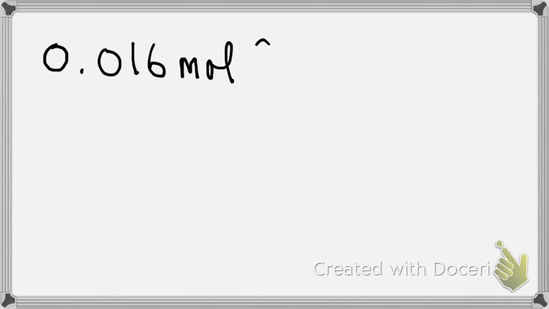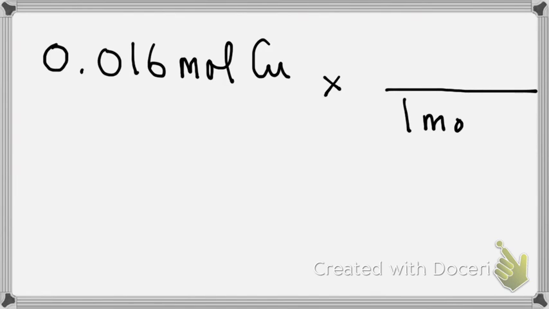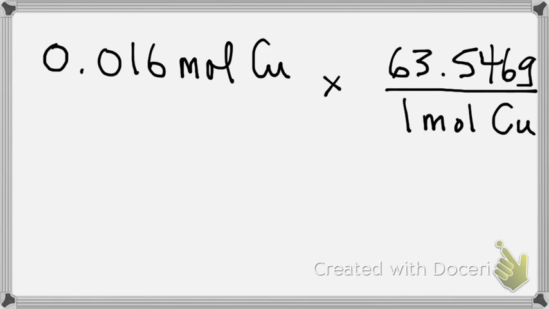For the second problem, we have 0.016 moles of copper, and we need to convert this to grams of copper. Now I know that 1 mole has to go in the denominator so moles can cancel. And if you look at the periodic table, you'll find that the mass of copper, the molar mass of copper, is 63.546 grams.